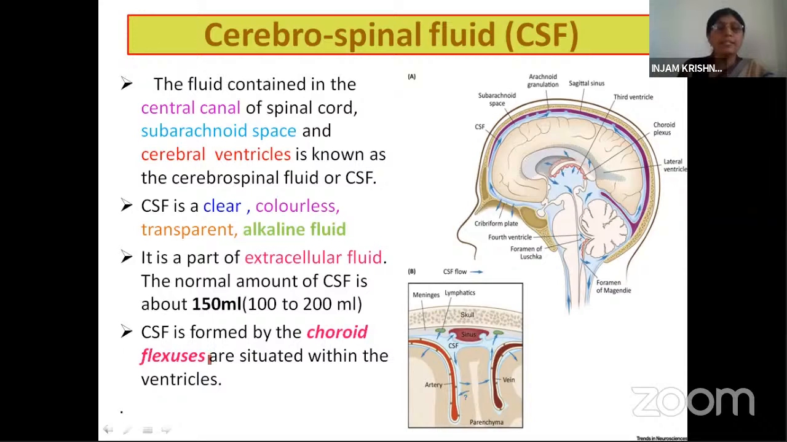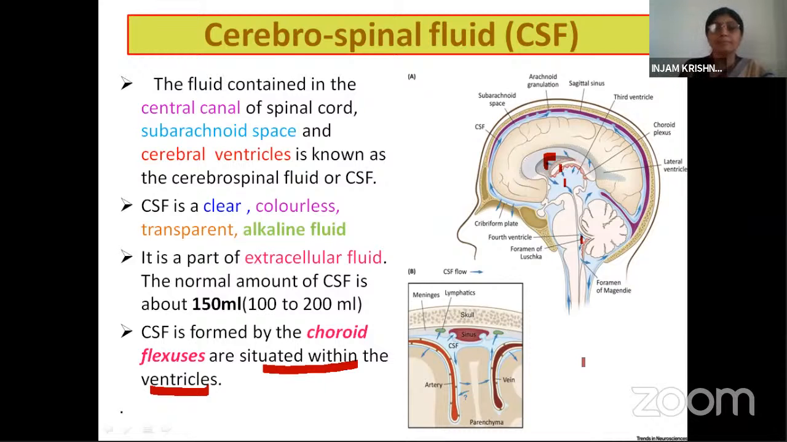It is formed by the choroid plexus situated within the ventricles. Here you can observe, it is the lateral, it is the choroid plexus, and this one, what is this one? Here it is the third ventricle and aqueduct. Here is the fourth ventricle. This is the third. These are the lateral. It is choroid plexus, and here also choroid plexus. Okay, these are the connections.